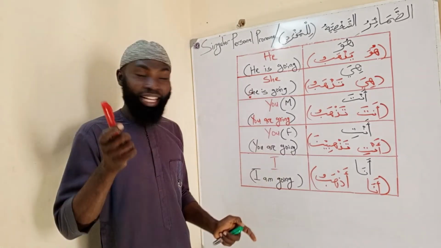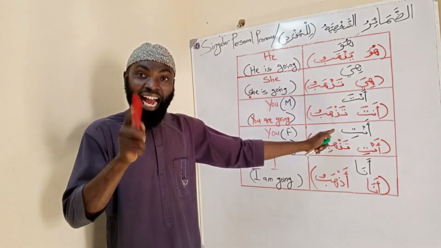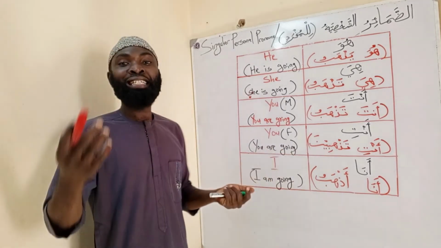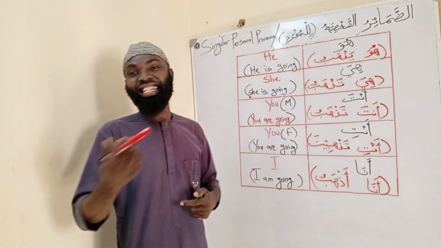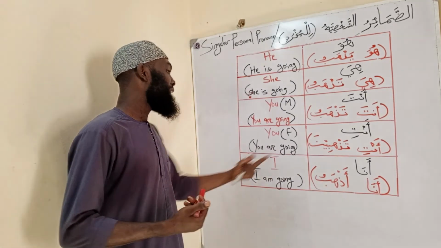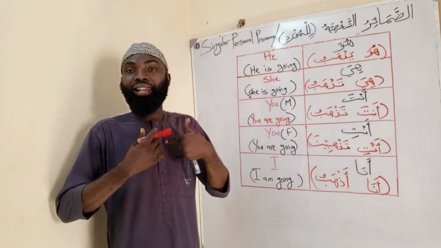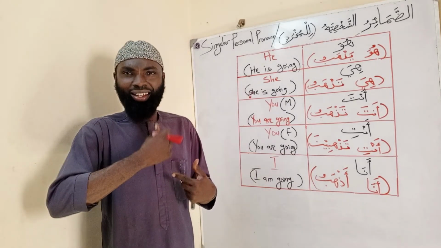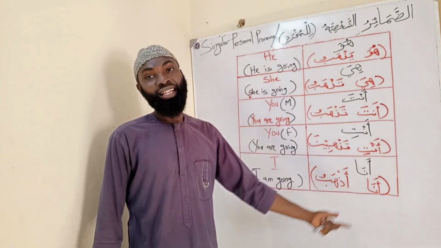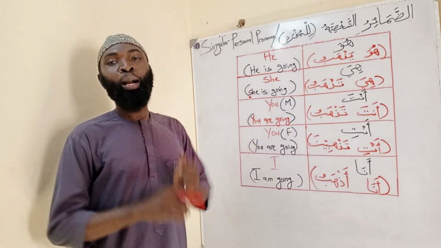Then you, for female, anti. An example, you are going, we can say anti tadhhabina. Then lastly, I, we can say ana. I, ana is Arabic. So I can say I am going, and in Arabic we say ana adhhabu.